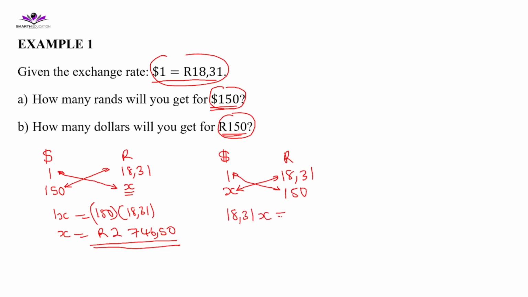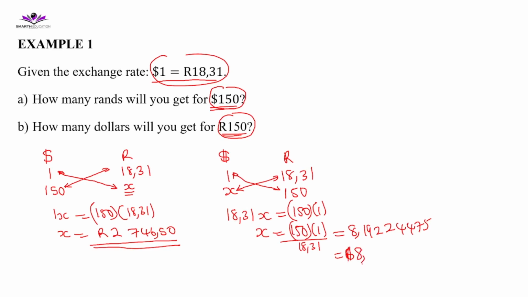You get 18,31 times X is equal to 150 times 1. Divide by 18,31 on both sides of the equation. X is equal to 150 divided by 18,31. We get 8,192,24475, meaning that 150 rands is equivalent to $8.19, like that. Let's look at two more examples.